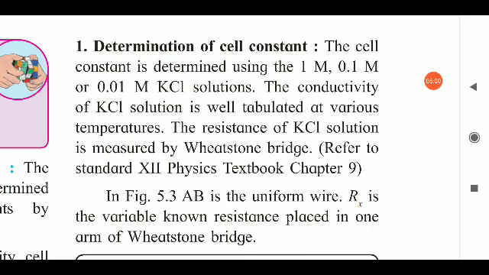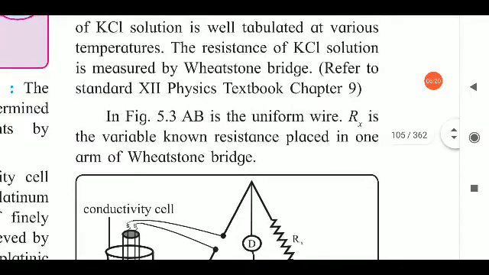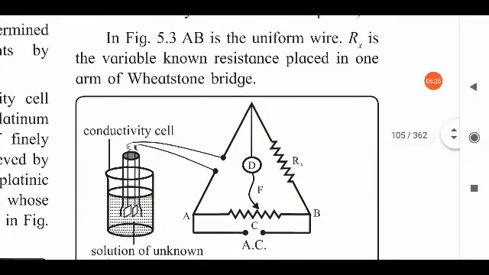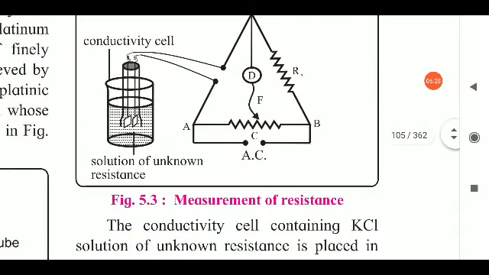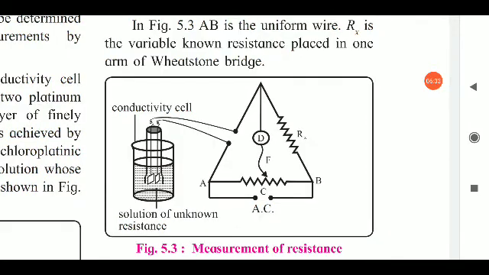So the solution of KCl we have chosen here. The resistance of KCl solution is measured by a Wheatstone bridge. In the physics textbook, chapter number 9, they have given detailed information about this Wheatstone bridge. Now students, here also we are going to see it in detail. In this figure 5.3 they have given the bridge for the measurement of resistance, that we call a Wheatstone bridge.